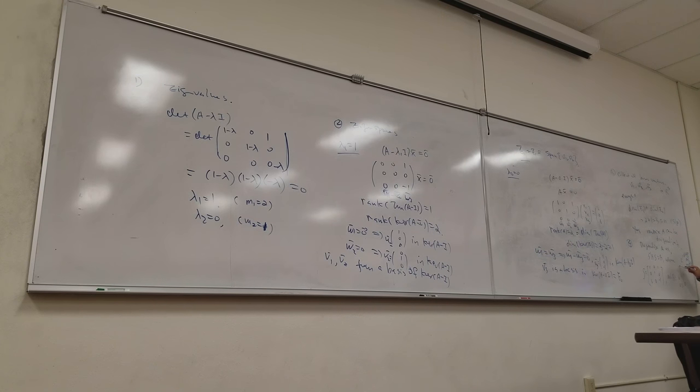So this is lambda 1, lambda 1, and this is lambda 2. The first eigenvalue is 1, and this is also the same eigenvalue, and this is the second eigenvalue, 0. So I think that's the work. That's the solution to this problem.